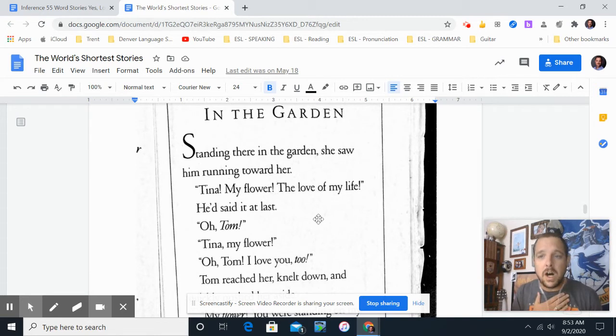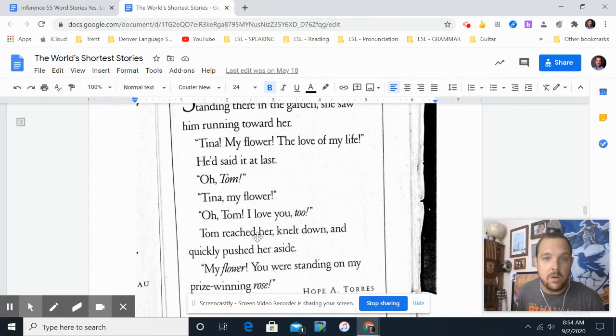And then she says, oh, Tom, I love you too. So she's misinterpreting right here. And this is where the plot twist is. So we have this, my flower, and our inference is building that it's a pet name. And then Tom reached her, knelt down. Oh my God, is he going to propose marriage? Like, we're thinking about that.